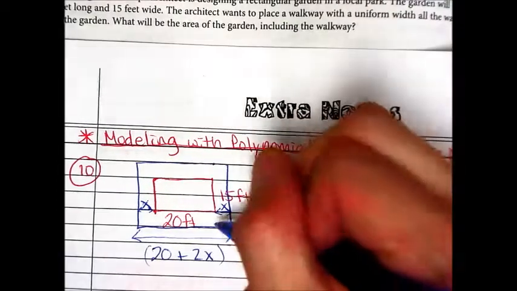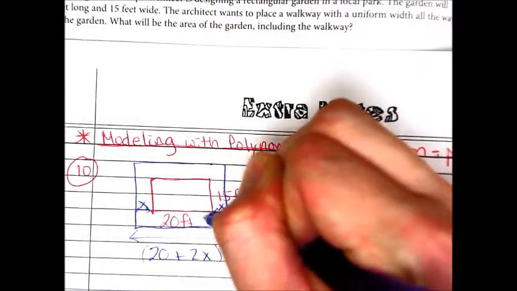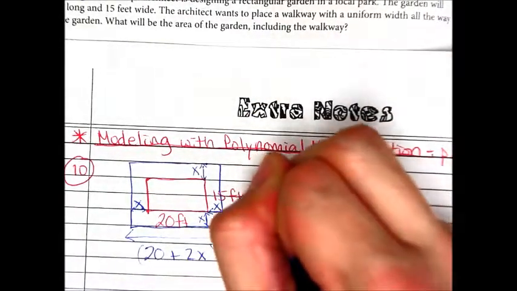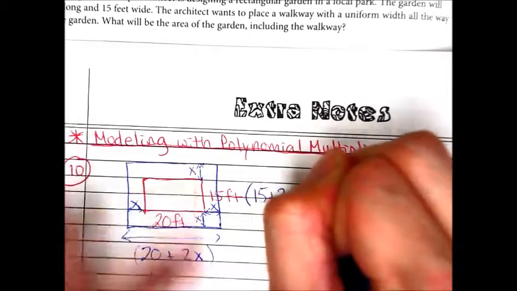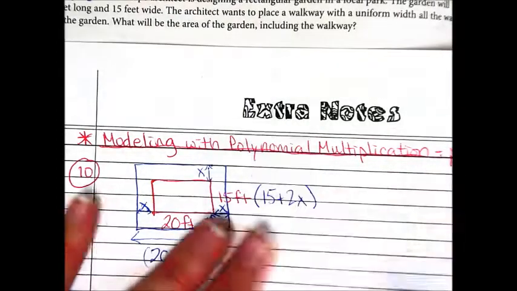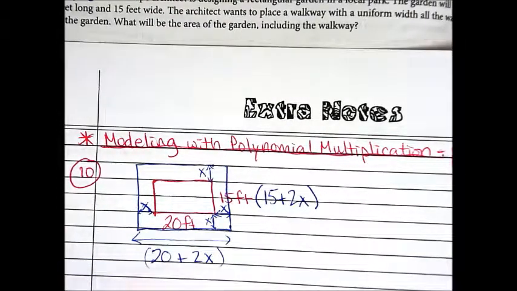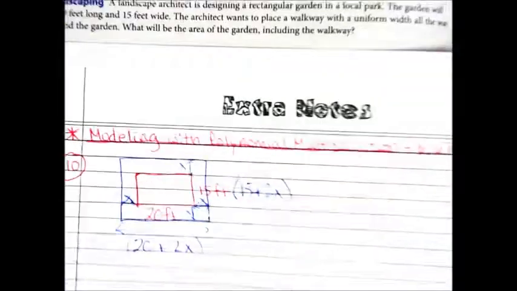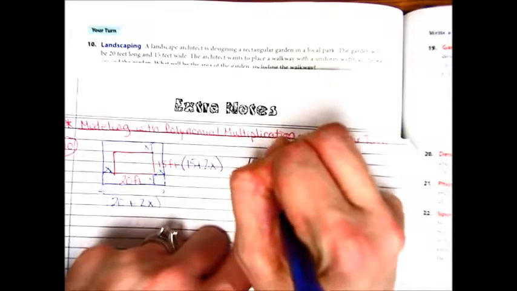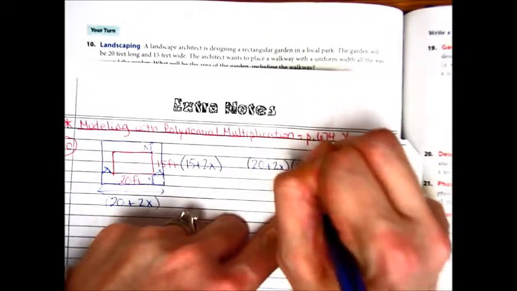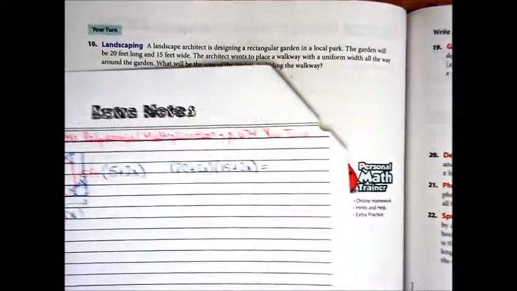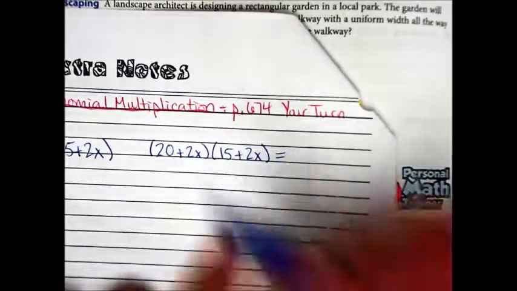On this one, again, I know that the walkway extends X feet in this direction and X feet in this direction because it's the same on all sides. So this side is 15 feet plus 2x. Okay? And they want to know, what will the area of the garden be including the walkway? Well, how do we find area? We multiply. So you should be doing 20 plus 2x times 15 plus 2x, which means that's a binomial times a binomial, which means you get to use FOIL.